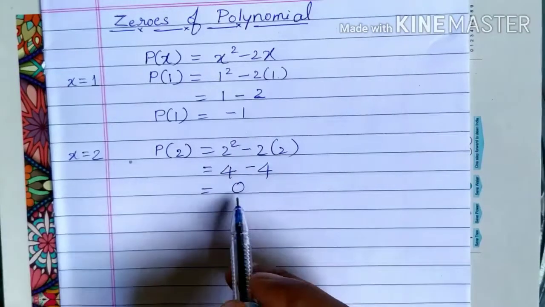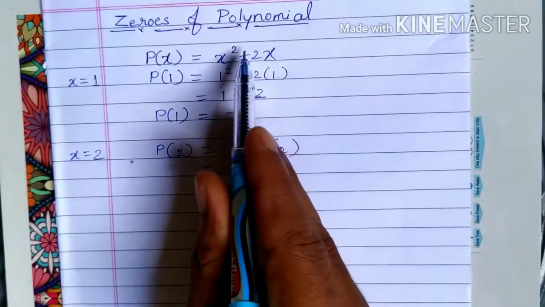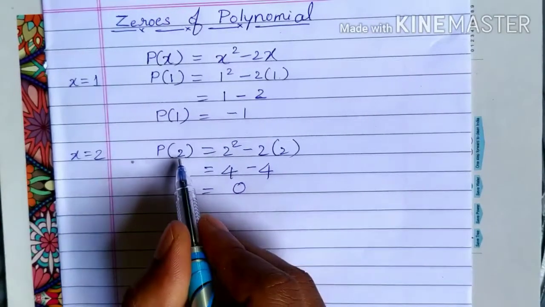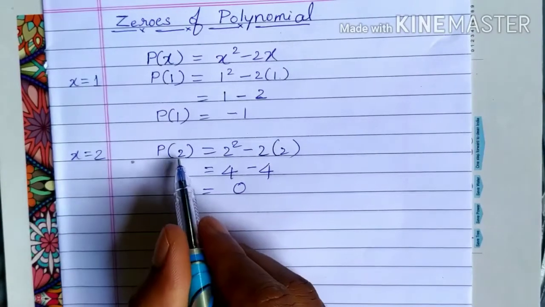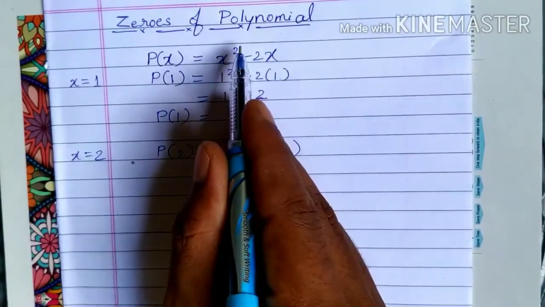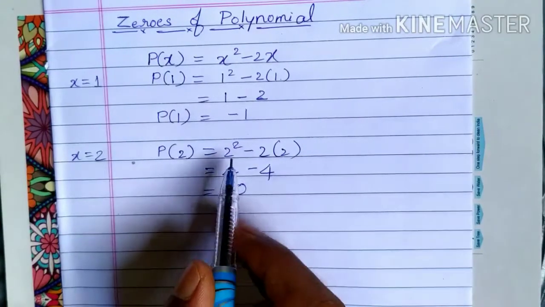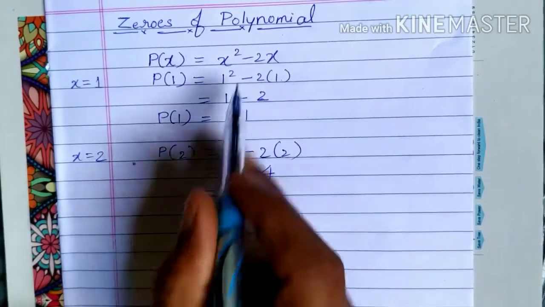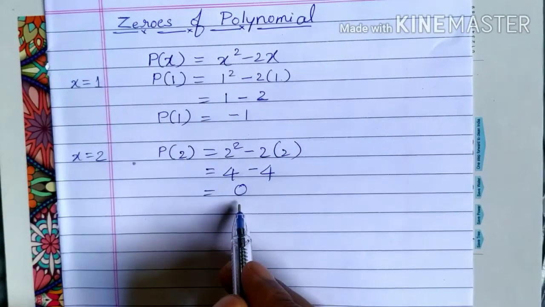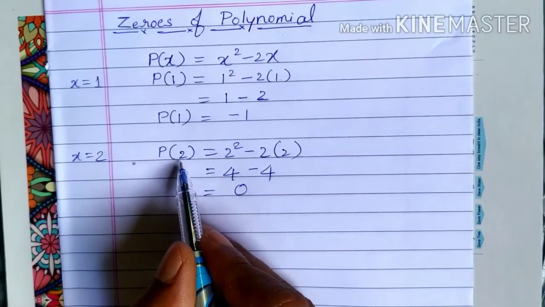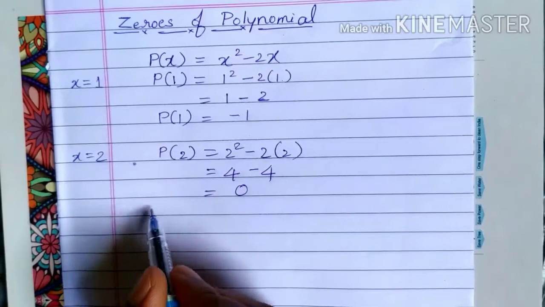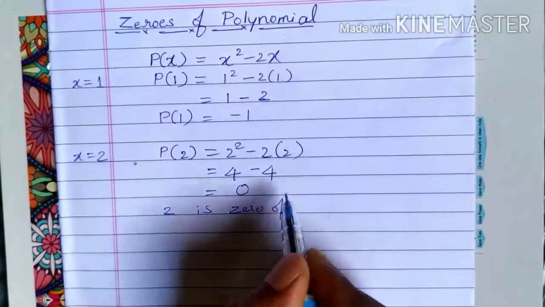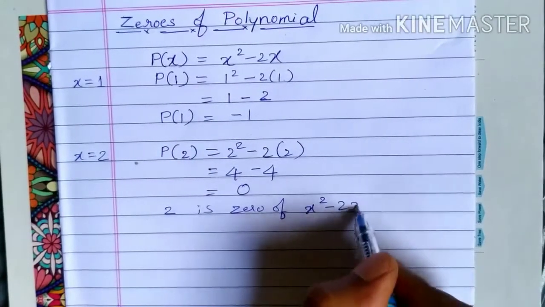Whenever you consider a polynomial and substitute any number, and if the answer is 0, then the number which we have considered is called a zero of the polynomial. A zero of the polynomial is a number such that when you substitute that number in the polynomial, the answer is 0. Such numbers are called zeros of the polynomial. So here in the second case I can say that 2 is a zero of the polynomial x square minus 2x.